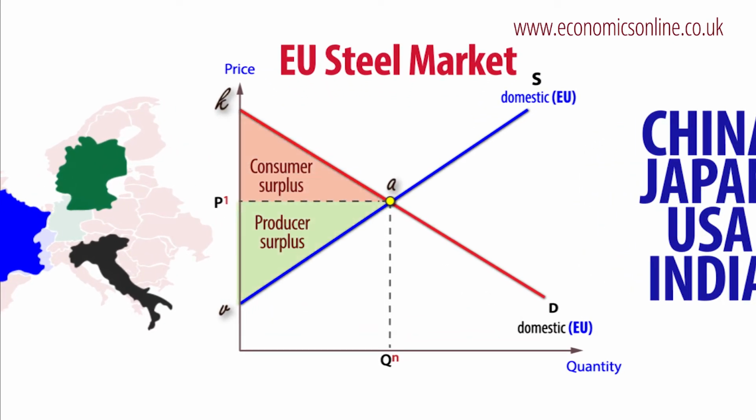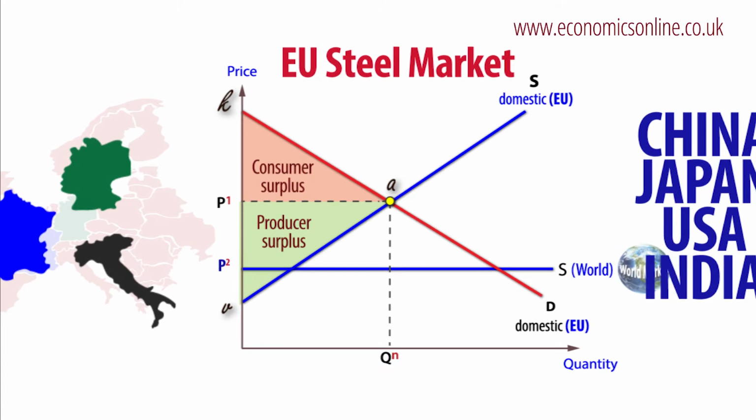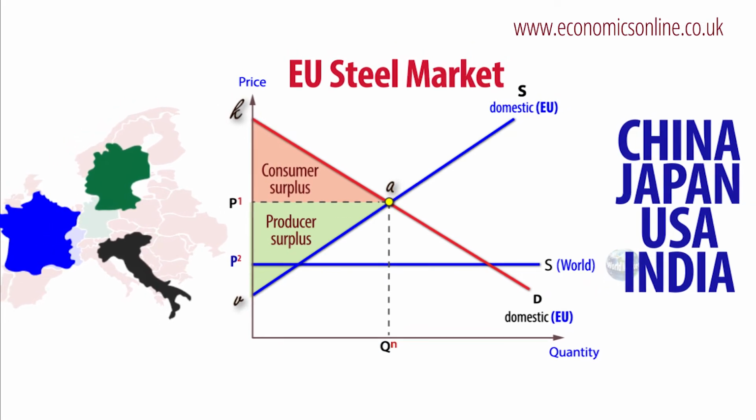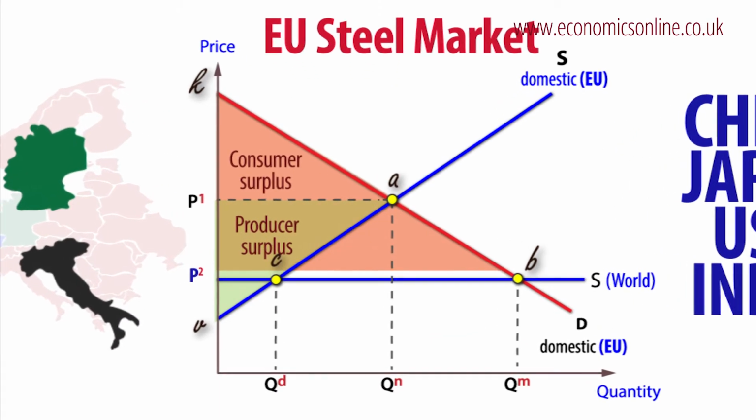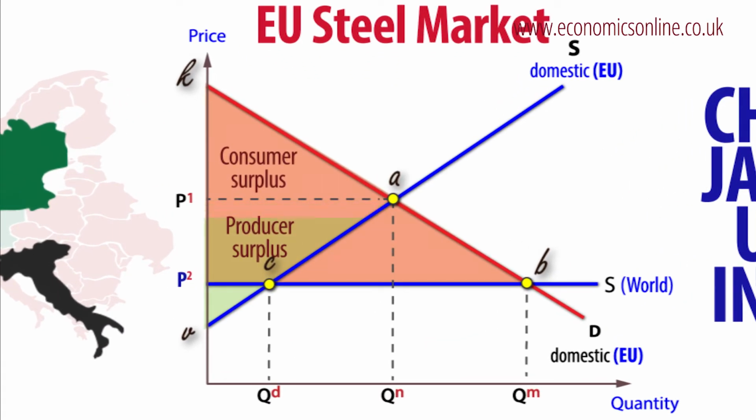It is assumed that the world price at P2, which is determined in the world market, is lower than the price inside the EU, and the world supply curve is perfectly elastic. The new equilibrium quantity is at QM. At the lower world price, demand in Europe extends from A to B and consumer surplus increases to K, B and P2. This means firms using steel benefit from lower prices.